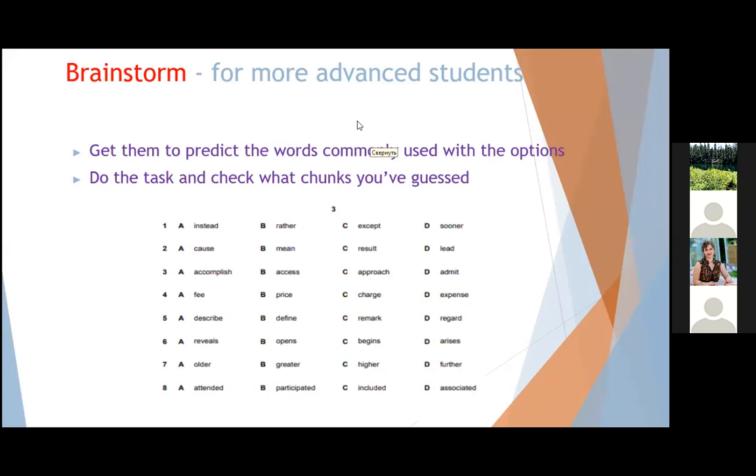Exactly. So that's what you do with the students, and you get them to work with it, like you can take any line, yes. And of course, if you take the whole task, yeah, it will be a little bit time consuming. But if you take one or two lines and get them to brainstorm what they already know, it will boost their confidence in the exam itself. So after that, you can do the task and check the chunks which you have guessed. Maybe some of the collocations are already there in the text. So students will be more motivated.